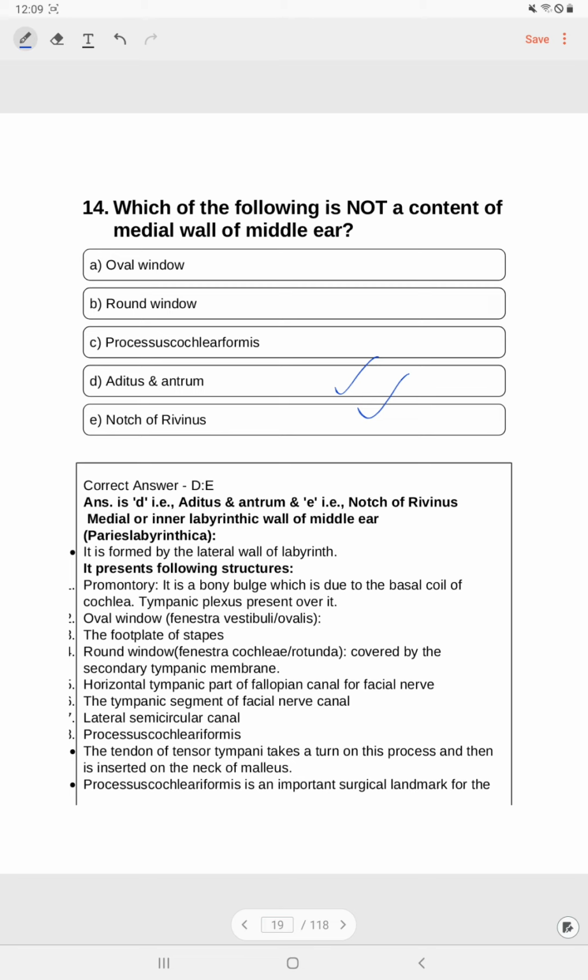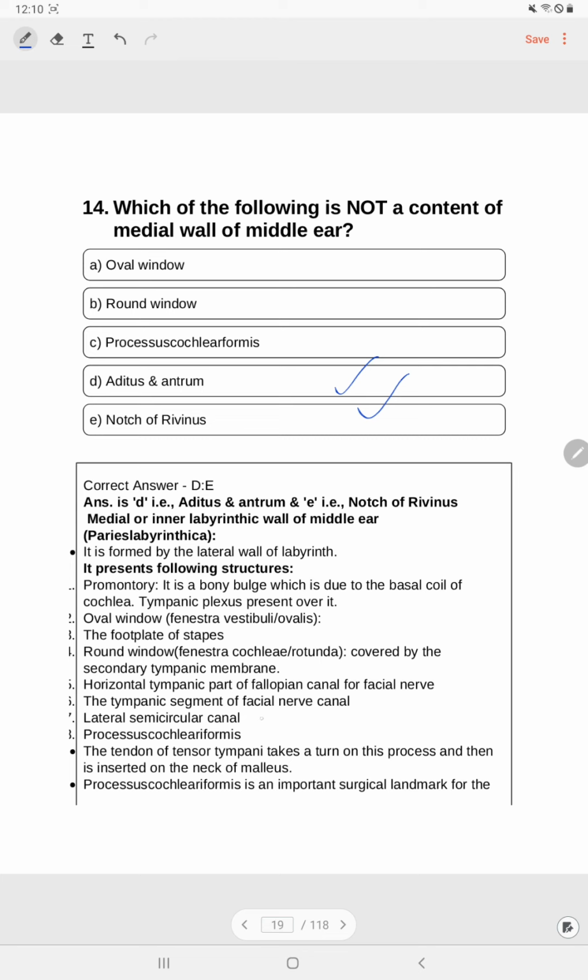Medial or inner labyrinthine wall of the middle ear, paries labyrinthicus. It is formed by lateral wall of labyrinth. It presents the following structures. Promontory, a bony bulge which is due to the basal coil of cochlea. Tympanic plexus present over it. Oval window, fenestra vestibuli or ovalis, footplate of stapes. Round window, fenestra cochleae or rotunda, covered by the secondary tympanic membrane. Horizontal tympanic part of the fallopian canal of facial nerve, the tympanic segment of the facial nerve canal.